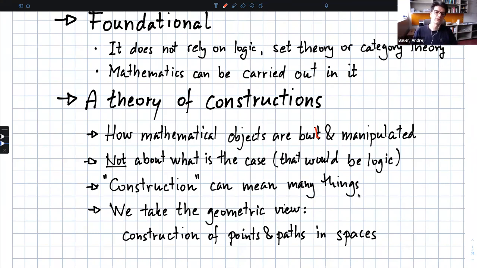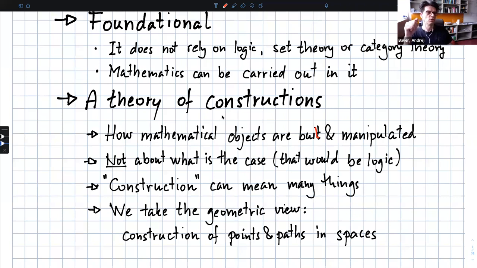Now, very importantly, everybody may have their own ideas of what construction means. And in fact, the word construction can mean a lot of things to different people. To computer scientists, it might mean building data values of a data type in a programming language. And that is an entirely reasonable notion of construction.